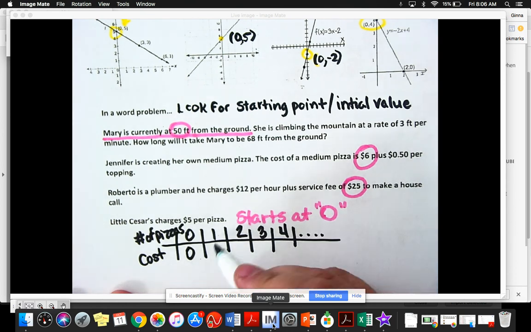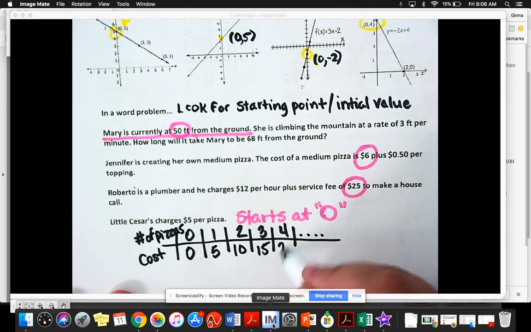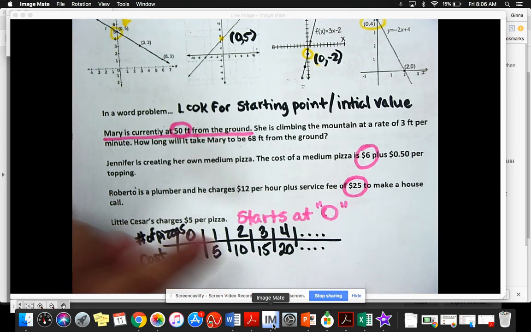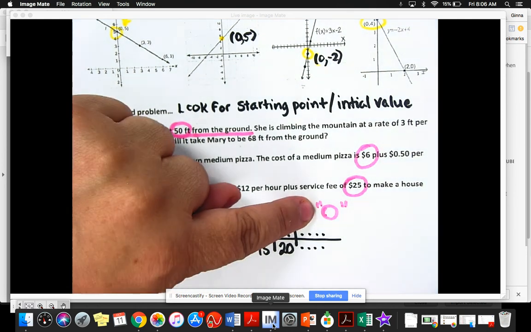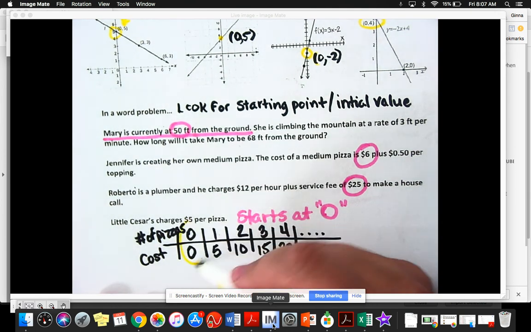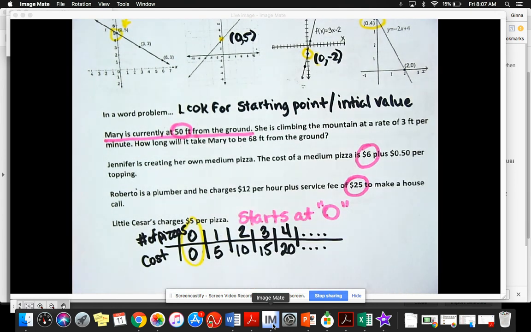If I buy one pizza, it would be $5. Two pizzas, $10. Three pizzas, $15. Four pizzas, $20. And so on. It just depends on how many pizzas you purchase. But the point of this is, it starts at zero because you haven't spent any money on pizzas if you didn't buy any pizzas. And right there, you can see it's 0, 0. Therefore, that would be your y-intercept.